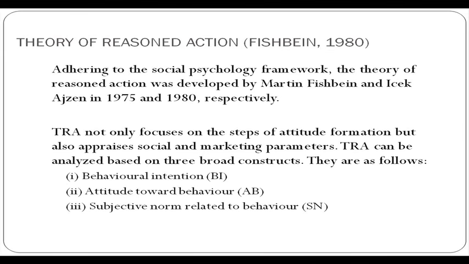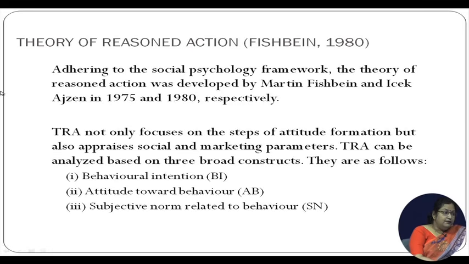Now, we talk about the theory of reasoned action, that is the TRA model. Adhering to the social psychology framework, the theory of reasoned action was developed by Martin Fishbein and Icek Ajzen in 1975 and 1980 respectively, and it is said that TRA not only focuses on the steps of attitude formation, but also appraises social and marketing parameters. See, till now, ATO or AP, the ideal point multi-attribute model, we are only focusing on the utility and function of the product mostly.